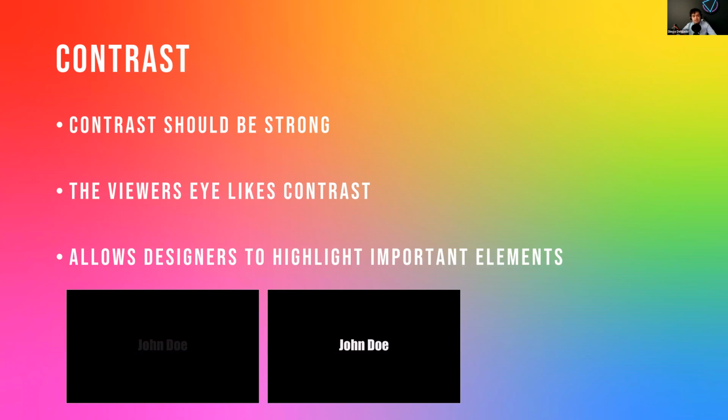And here again, I have two examples of good contrast versus bad contrast. On the left, we have some text that is barely legible up against that background. And on the right, we have pretty much about as much contrast as you can get, white text on a black background.